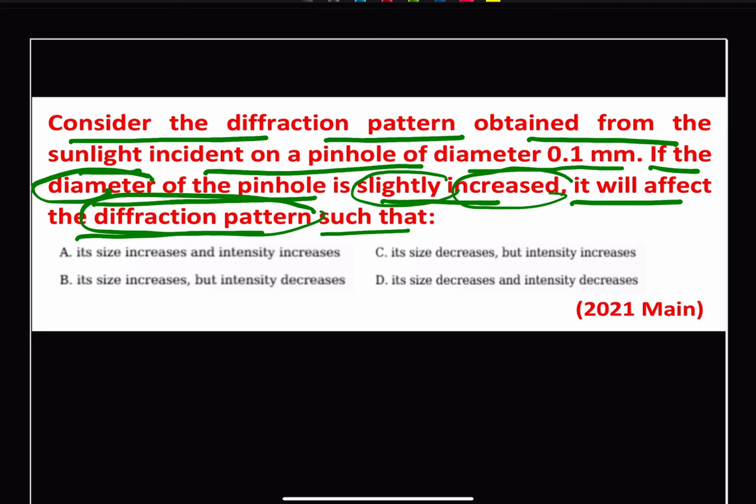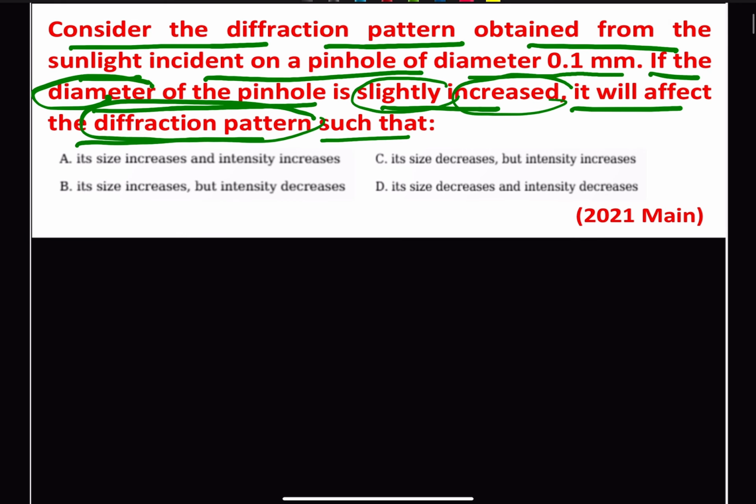So we start from the data which is given to us. First of all, we are given the diameter of a pinhole, let us suppose that is represented as A, then this A will be equal to 0.1 into 10 raised to the power minus 3 meters.